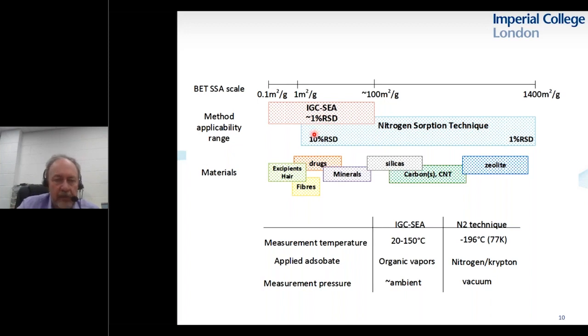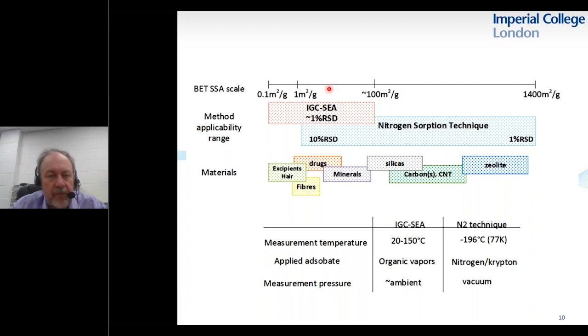So if we look at materials such as pharmaceuticals, fibers, excipients, it's quite common for a lot of materials to be in this 0.1 to maybe 5 meters squared per gram area. And that's an area where nitrogen is not very accurate. So the good news is that IGC is actually very accurate. From about 100 meters squared down to about 0.1, maybe a bit less if you're careful, you can measure areas with typically about a 1% error. So it's much more superior.